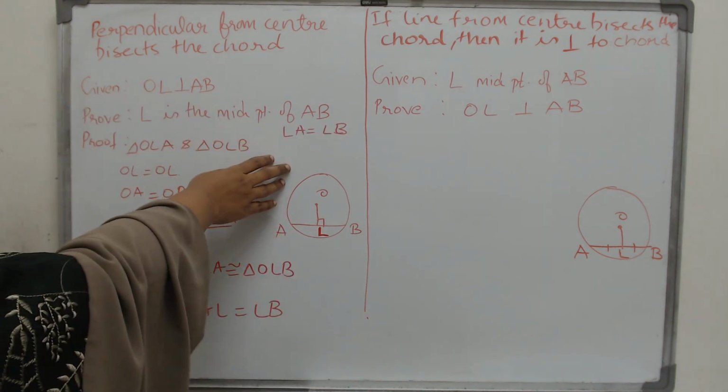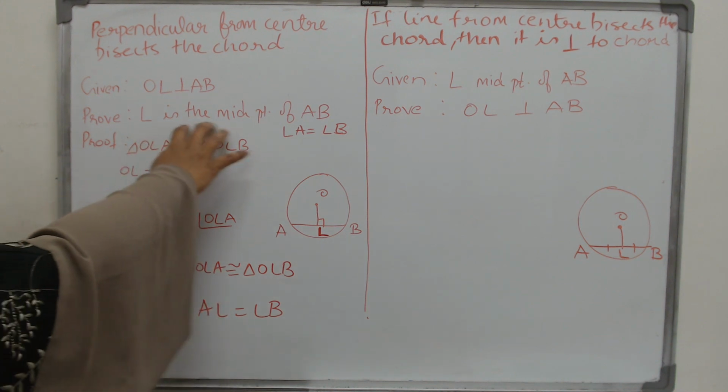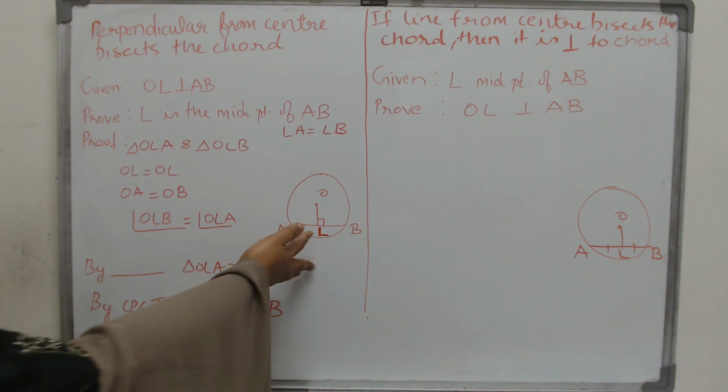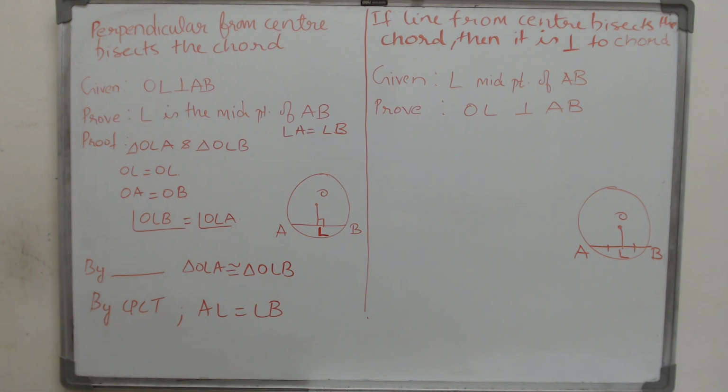Now we go on to the proof of the first theorem. You have to prove that L is the midpoint of AB, or in other words, you have to prove that LA and LB are equal. Now you remember what I told you in the earlier class? The topic that we are studying is circles, but throughout we will be dealing with triangles and their congruency.